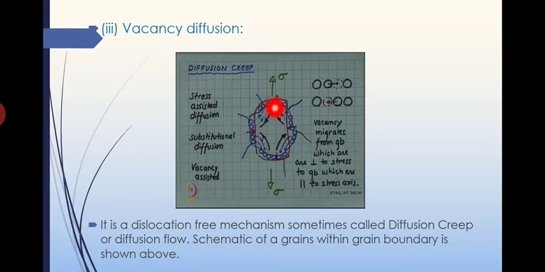Correspondingly, the void space will be moving from this direction to this direction. You can see some black arrow shown here.